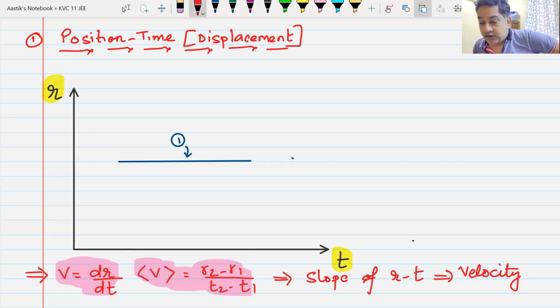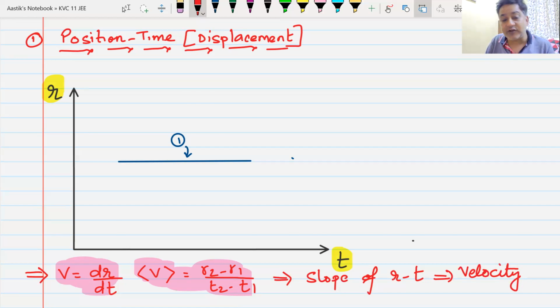Okay. Slope of position time graph gives me velocity. Now, there are two types of velocities. One is instantaneous, one is average. How do I get the instantaneous velocity and how do I get the average velocity?